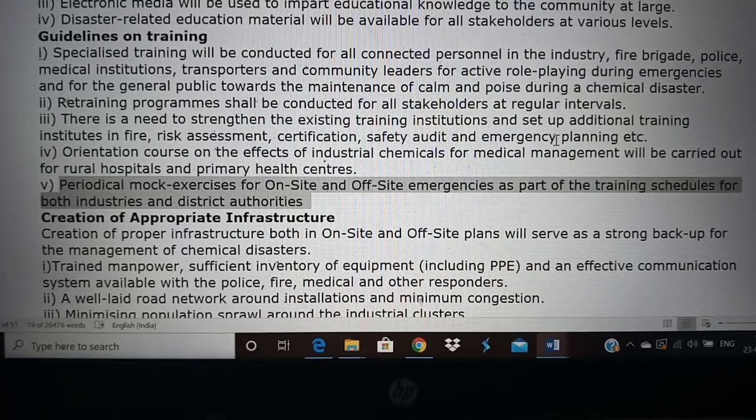follow the procedure. For example, in Western countries, in the UK, US and all, every now and then they have fire drills. Even in schools and colleges, they'll suddenly ring the bell and all the people will go out and stand in line. So that is to prevent loss of life in case of an emergency.